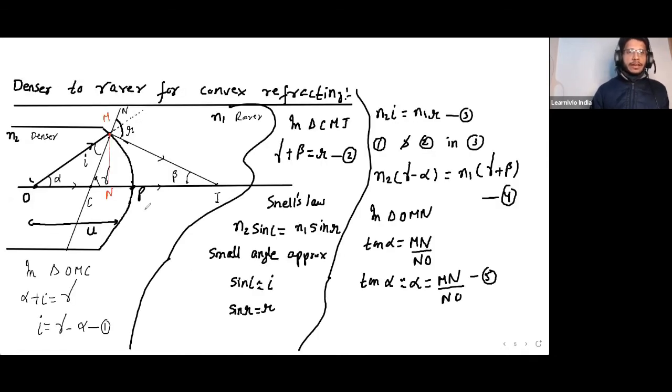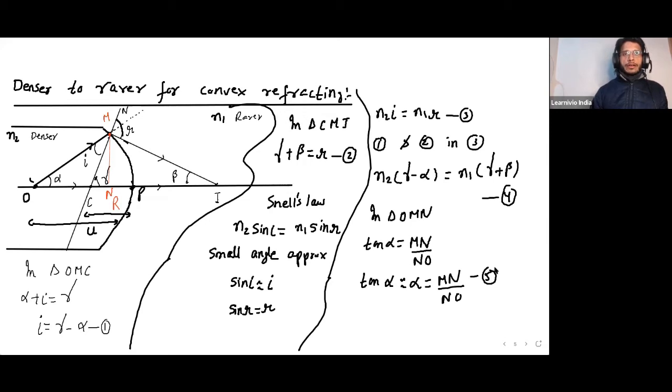Similarly, do one more thing. Tell me the sign convention. How much is PC? What is PC? P to C separation? You don't know. See, C and P, center and pole, this is the radius of curvature.